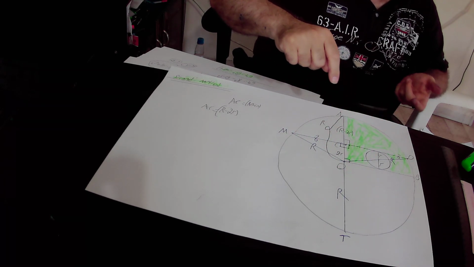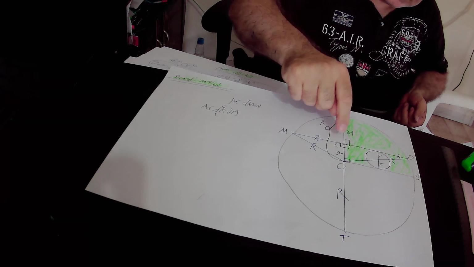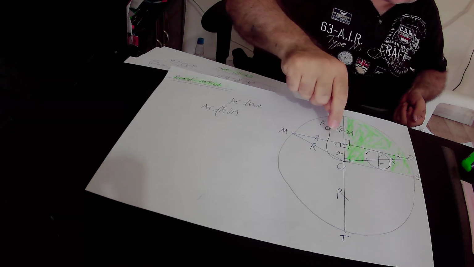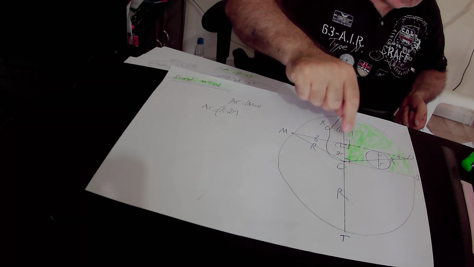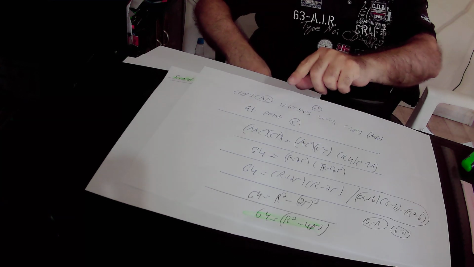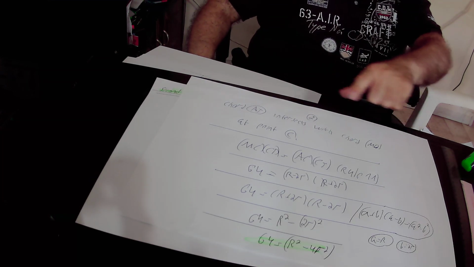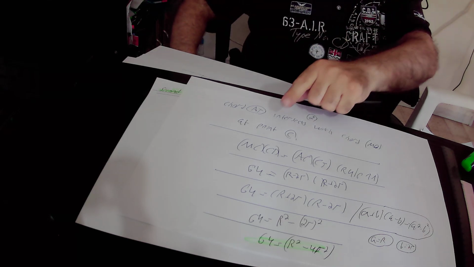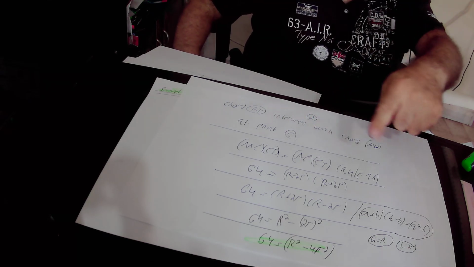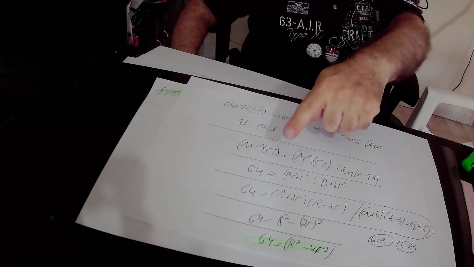Therefore, according to rule number 11, we get that MC times CD equals AC times CT. I repeat, chord AT intersects with chord MD at point C. Therefore, according to rule number 11, MC times CD equals AC times CT. MC is 8, CD is 8, so 8 times 8 is 64.